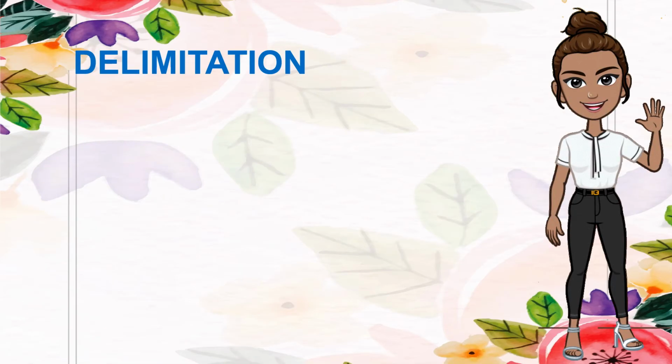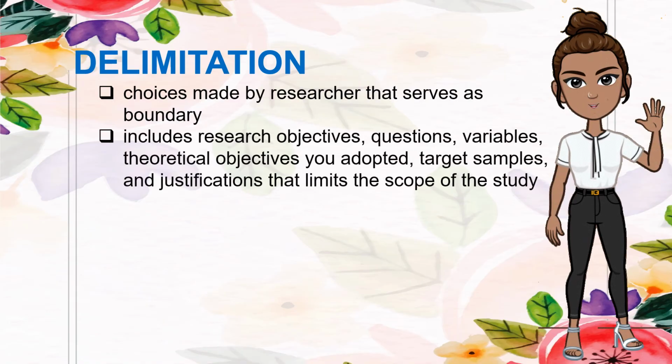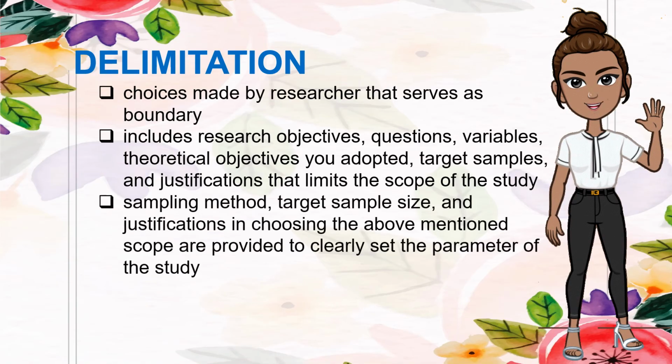On the other hand, when we talk about delimitation, it refers to choices made by the researcher that serve as boundary, according to Simon in 2011. This includes research objectives, questions, variables, theoretical objectives adapted, target samples, and justifications that limit the scope of the study. Commonly, research objectives and description of variables are mentioned, while research questions are just reflected on the set objectives. Variables are also explained and declared, as well as the theoretical objectives of the study.